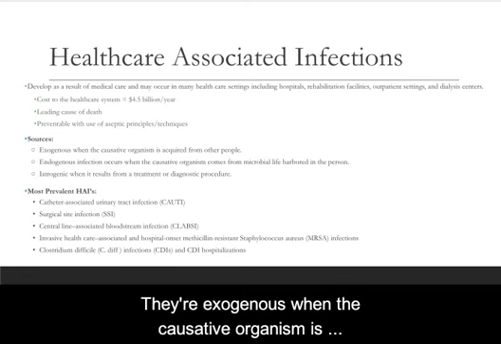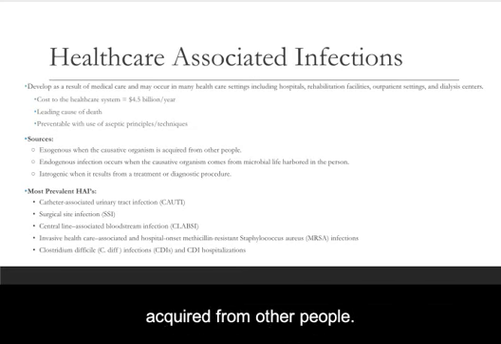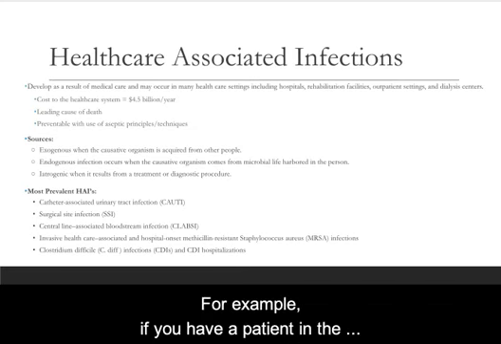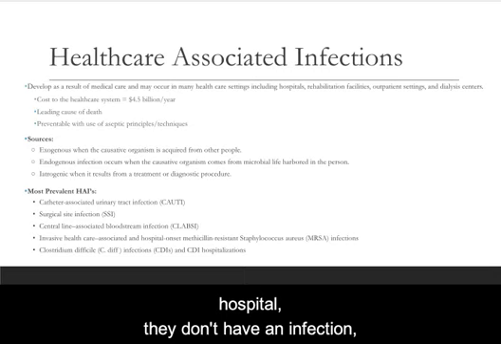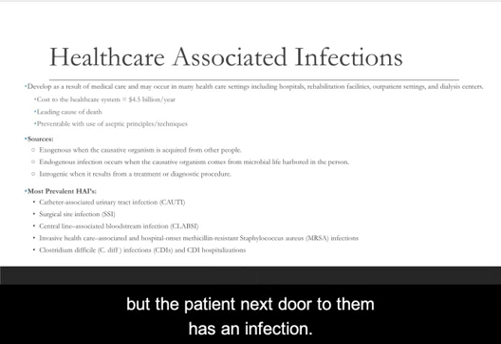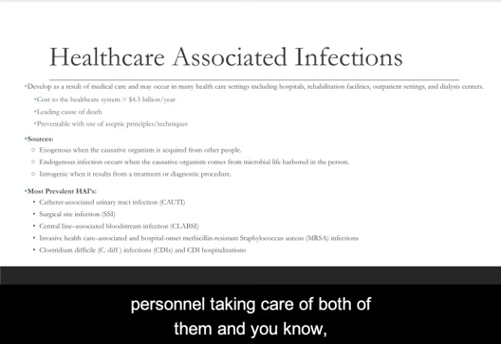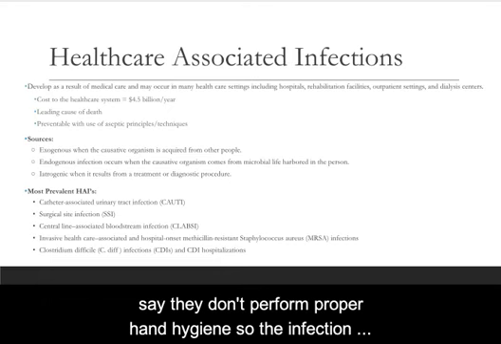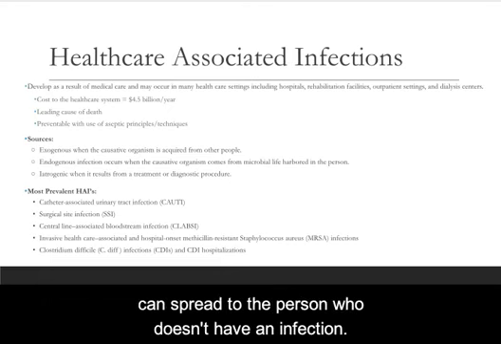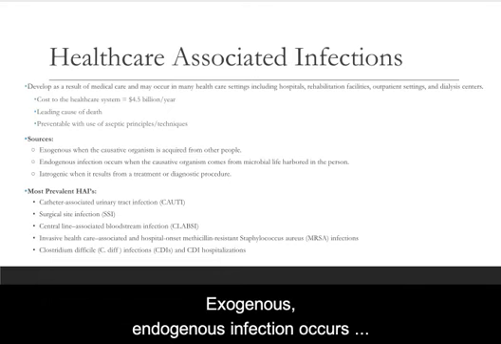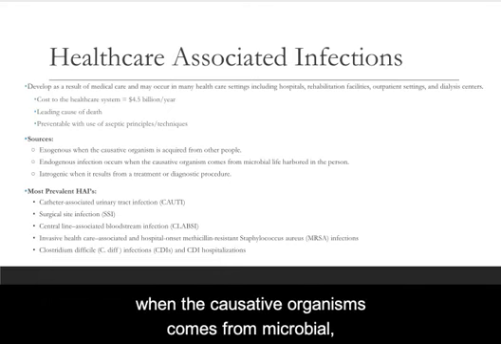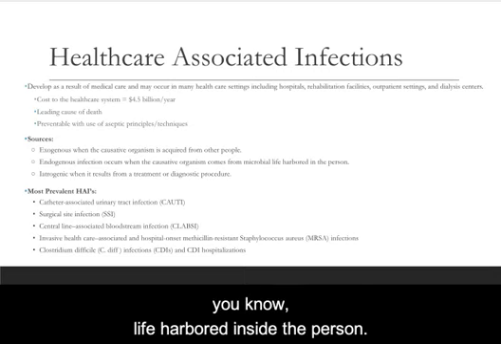And what are the sources? They're exogenous, when the causative organism is acquired from other people. For example, if you have a patient in the hospital who doesn't have an infection, but the patient next door to them has an infection, and the personnel taking care of both of them don't perform proper hand hygiene, the infection can spread to the person who doesn't have an infection. Exogenous. Endogenous infection occurs when the causative organism comes from microbial life harbored inside the person.